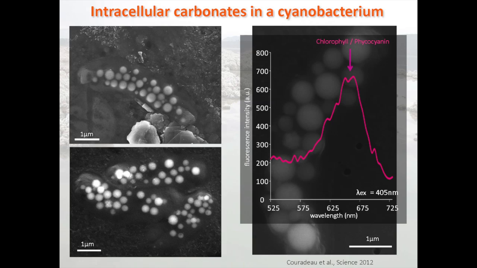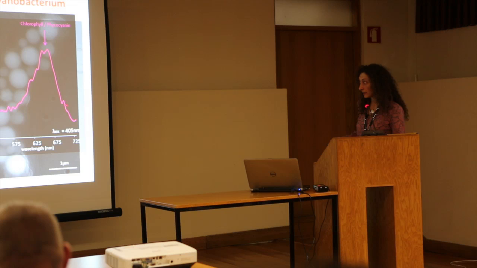So I have been talking so far of extracellular carbonate precipitation, but we also detected cyanobacteria that do perform or make intracellular carbonates, and we enriched one of those, and you have a picture here. We knew that it was a cyanobacterium because it had the pigments typical of cyanobacteria. You could see the chlorophyll.